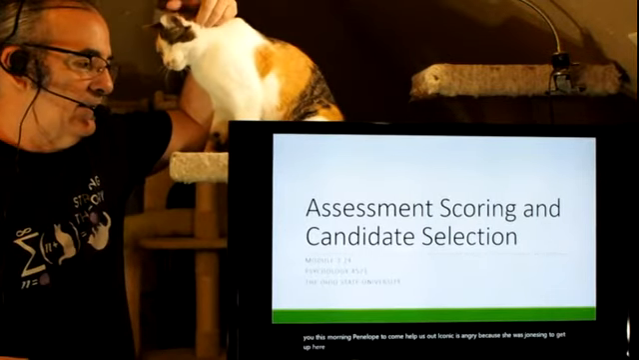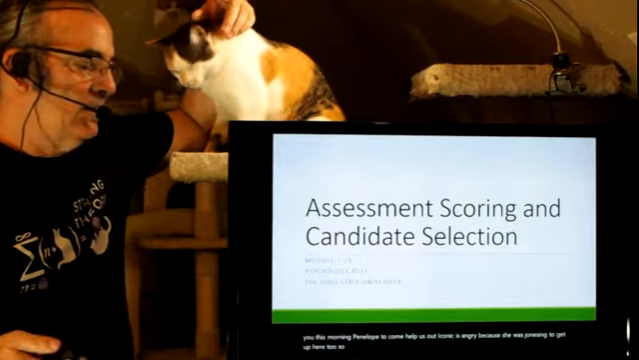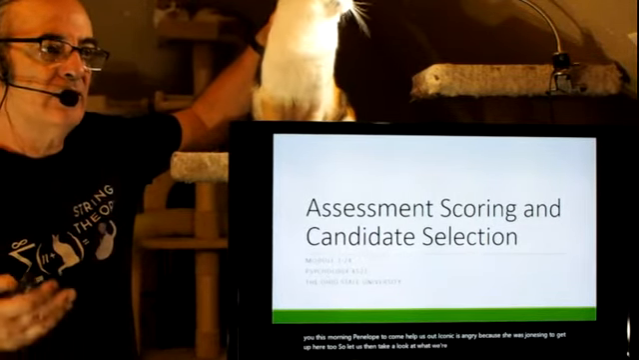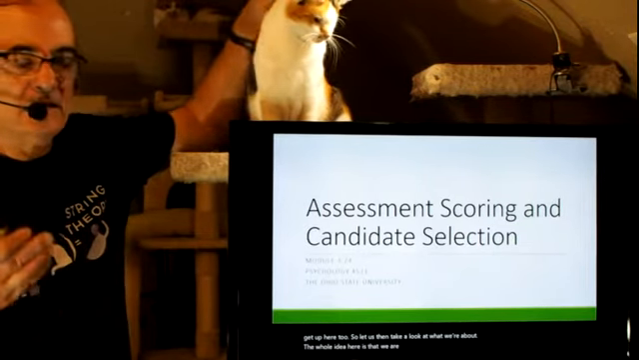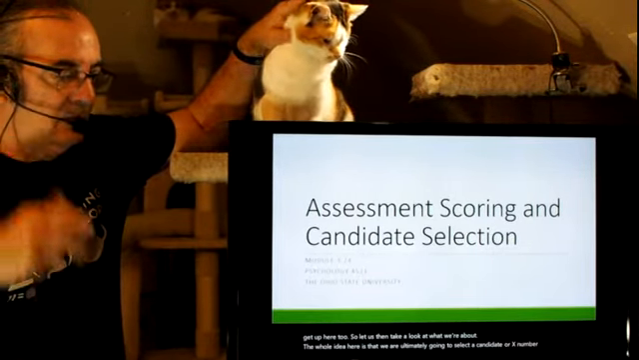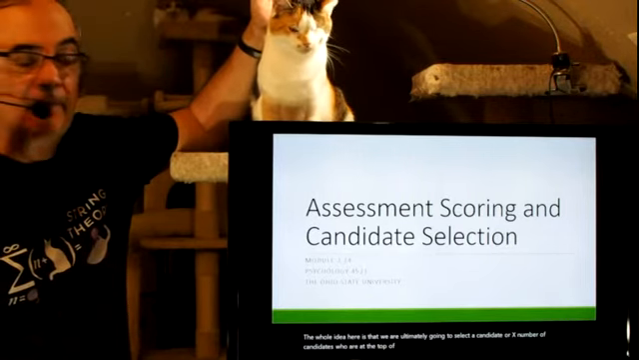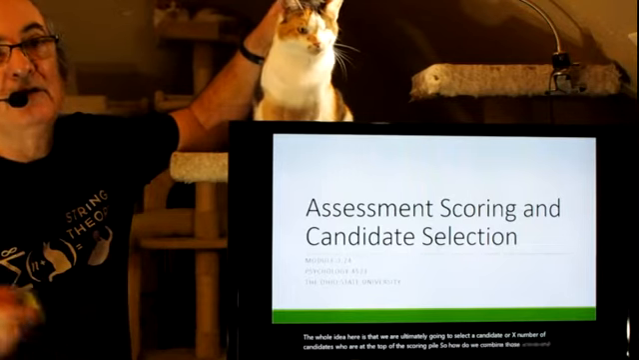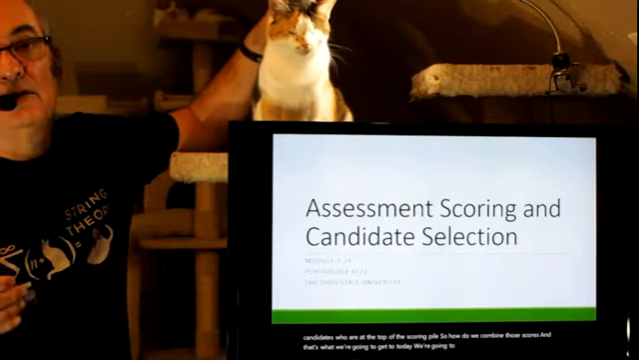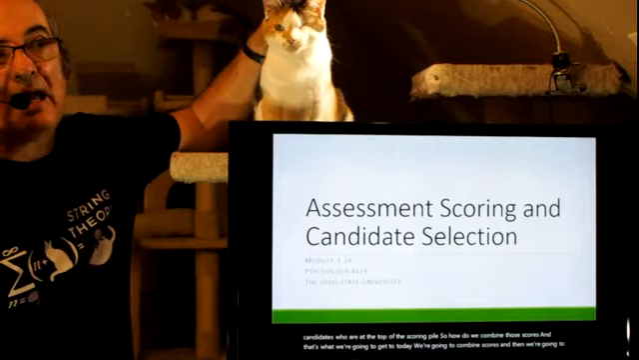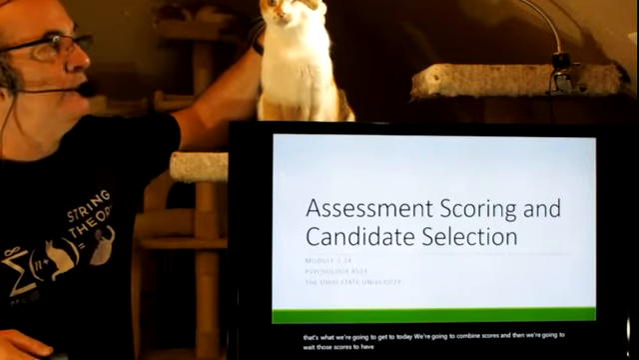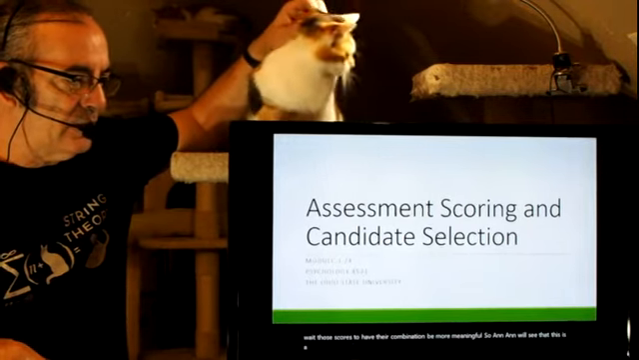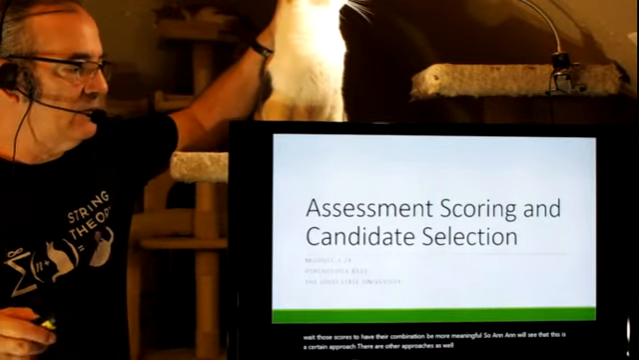So let us then take a look at what we're about. The whole idea here is that we are ultimately going to select a candidate or X number of candidates who are at the top of the scoring pile. So how do we combine those scores? And that's what we're going to get to today. We're going to combine scores, and then we're going to weight those scores to have their combination be more meaningful. So, and we'll see that this is a certain approach. There are other approaches as well. Our assignment will be geared to the single approach though.